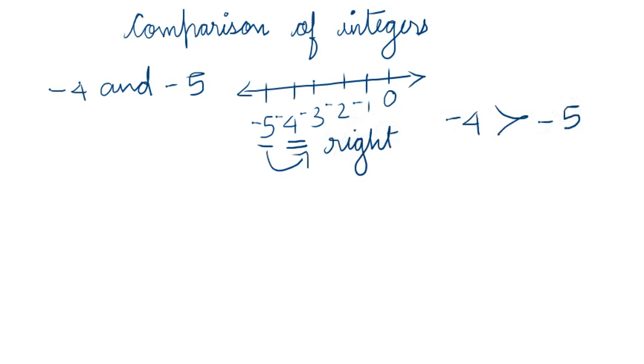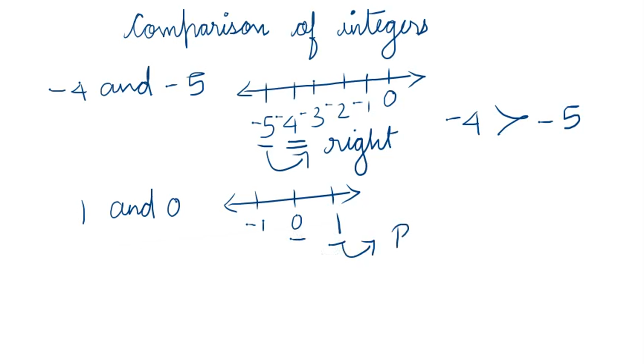So we'll see another example, 1 and 0. So again, this is my -1, 0 and 1. So when I'm comparing 0 and 1, which is on the right hand side? 1 is on the right hand side. So my 1 is greater than 0.